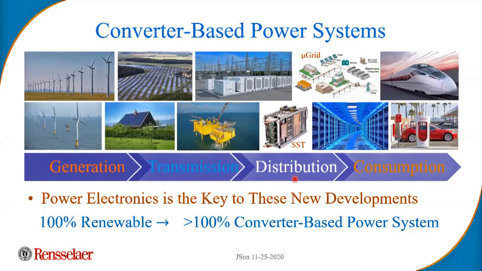We haven't seen a lot of converter-based distribution like solid-state transformers, microgrid. They are evolving, but they haven't got to the level that the industry has to deal with it. On the consumption side, we certainly have more and more converters, right? But that's a gradual change as well.